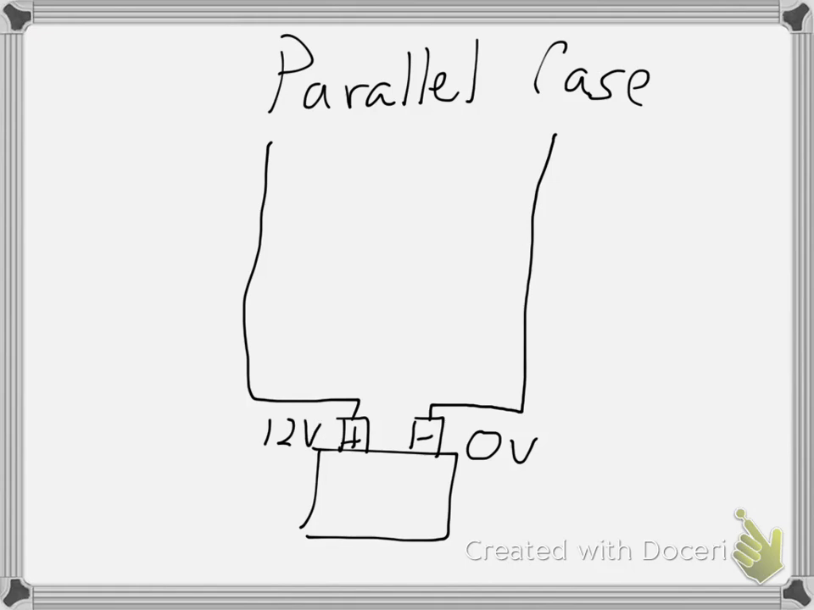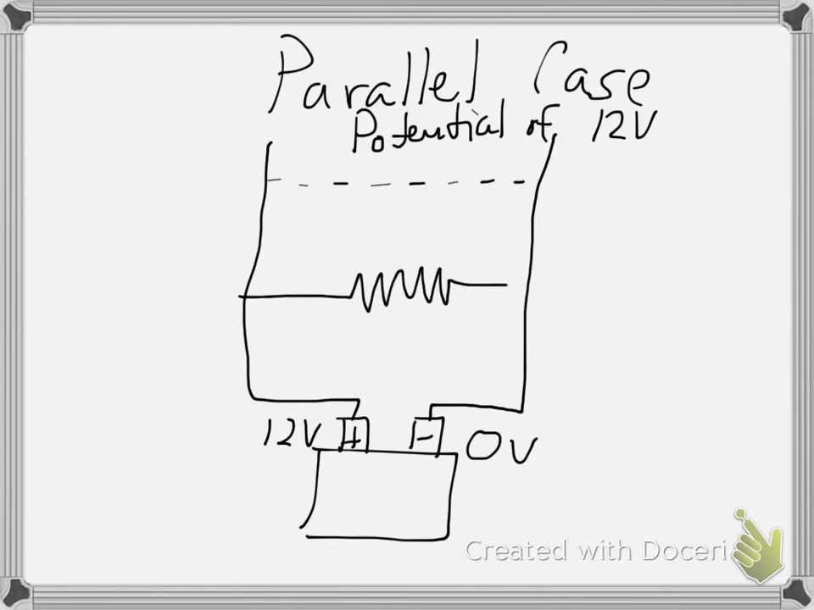What that means is I have a potential of 12 volts across the two wires. Now let's see what happens if I insert a resistor right here across the two wires. Well, if I have a potential of 12 volts across this resistor, then I have a complete loop from my battery, and this will cause the current to flow.